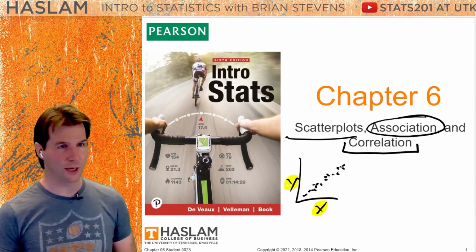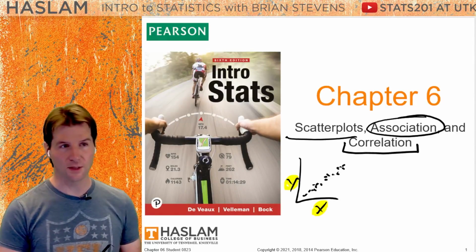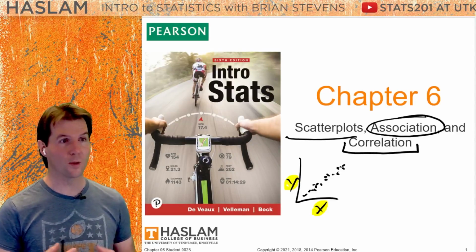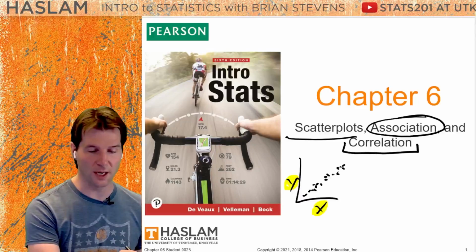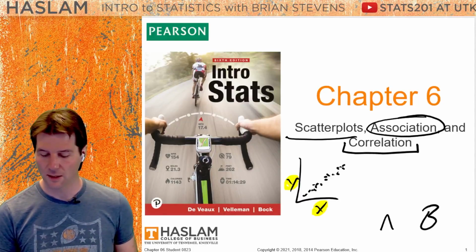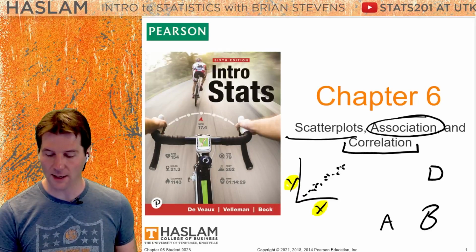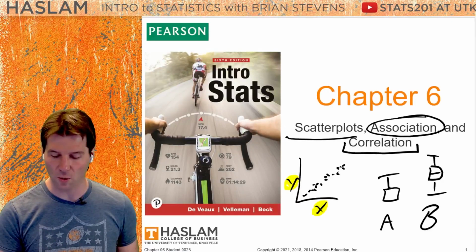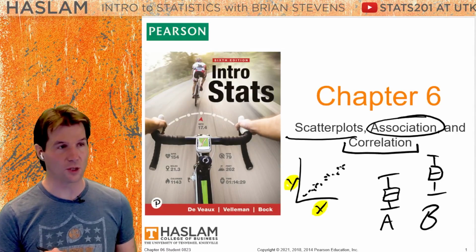Things can have an association but not a correlation, as in something like what test you take might be associated with the grade. Maybe a professor has version A and version B of the test, and maybe version B has higher grades on average than version A. Now, this would not be a correlation, this would be an association.